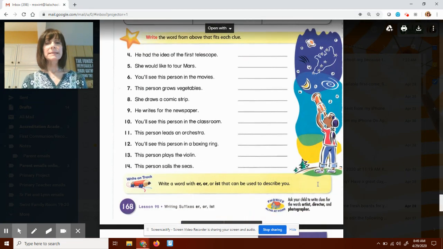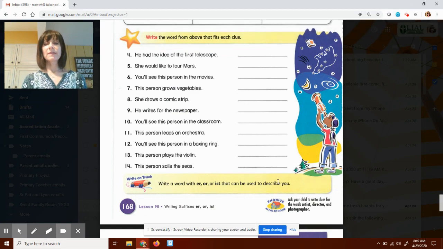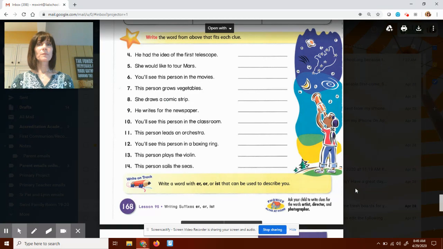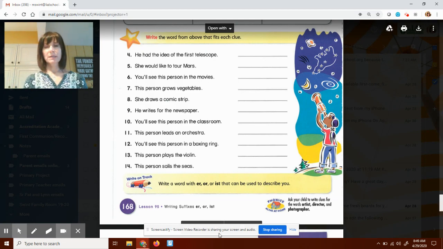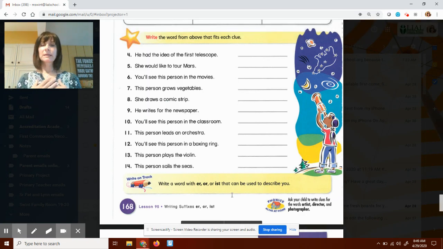On the bottom, it says write a word with er, or, ist that can be used to describe you. So think of a word that describes you. Think of a noun, and then see if you can go ahead and add one of those letters to it. For instance, Mrs. Swint, I teach. I'm a teacher. So go ahead, think about that, and you are all set.